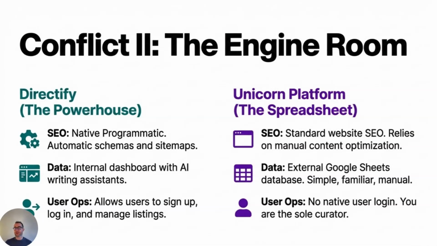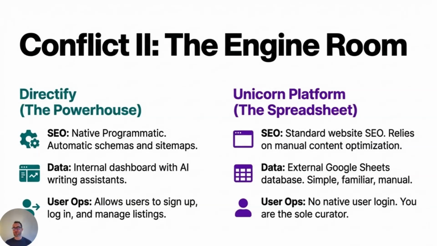The spreadsheet, on the other hand, with Unicorn Platform, it does standard website SEO. So it does rely on some manual content optimization, a little bit knowing what you're doing, making some tweaks in the sheet, and relies on Google Sheets. It is familiar for a lot of people, but I don't like spreadsheets. And so there's no way to have that native user login.